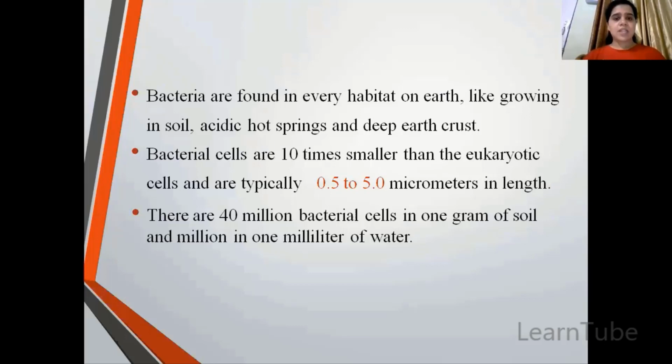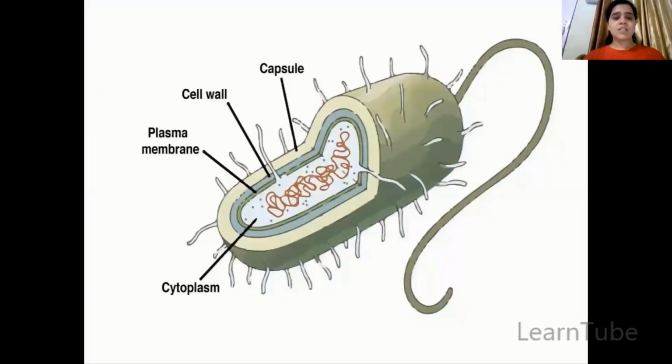So everywhere bacteria are present, and bacterial cells are around 10 times smaller than eukaryotic cells, and they are typically, as I told you, 0.5 to 5 micrometer in diameter. There are around 40 million bacterial cells in 1 gram of soil. So the size being smaller, a large number of bacteria can grow in small space. So 1 gram of soil may contain 40 million bacterial cells, and 1 ml of water may contain 1 million cells.